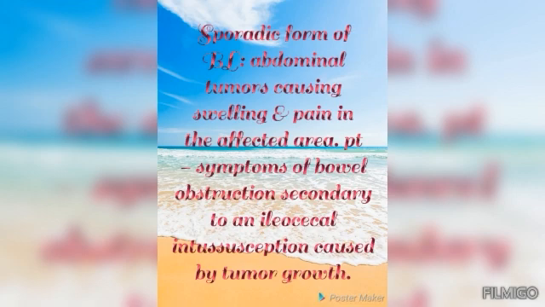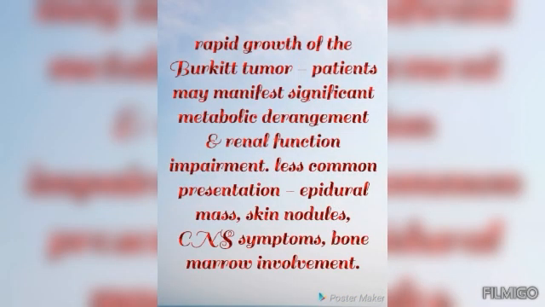In the sporadic form of Burkitt's lymphoma, there are abdominal tumors causing swelling and pain in the affected area, and patients have symptoms of bowel obstruction secondary to an ileocecal intussusception caused by tumor growth. So the sporadic form mainly affects the abdominal region. Because of the rapid growth of the Burkitt tumor, patients may manifest significant metabolic derangement and renal function impairment.